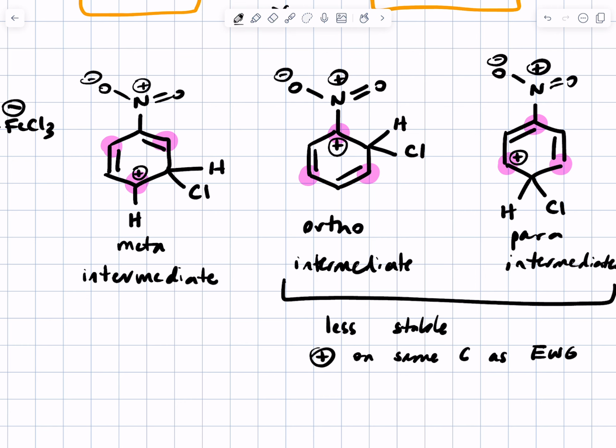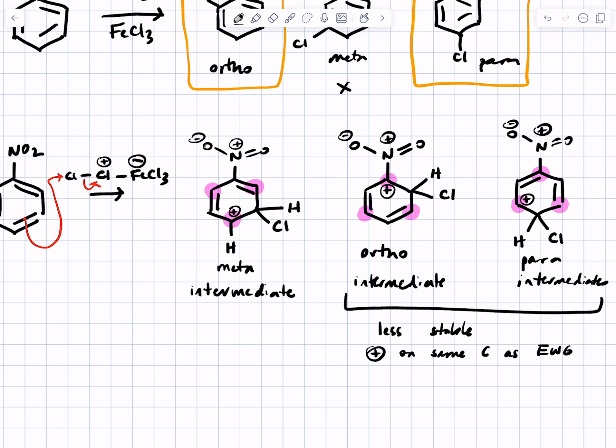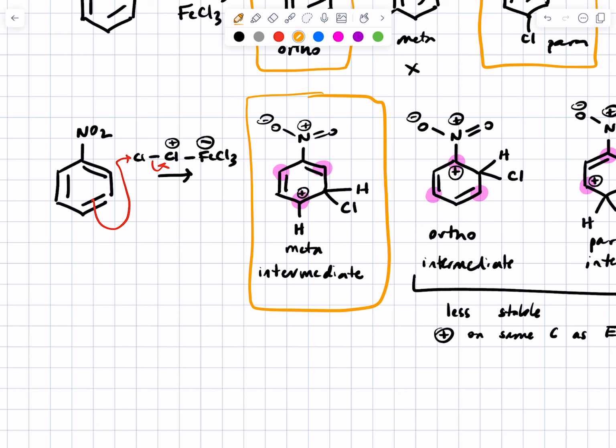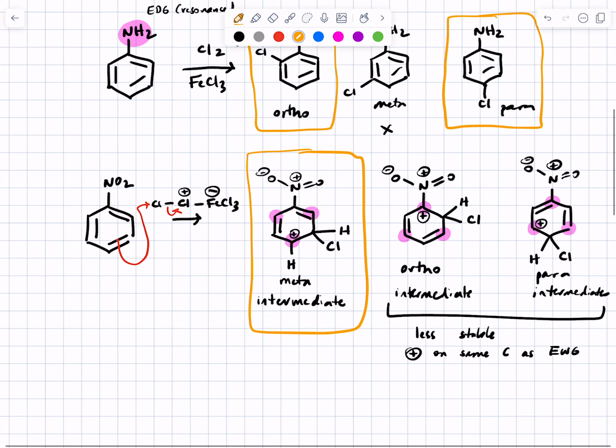It's still a high energy carbocationic intermediate, but it's the best option, and so that's the pathway that's preferred, okay? And that's why we get meta substitution when what we've got on the ring is an electron withdrawing group.